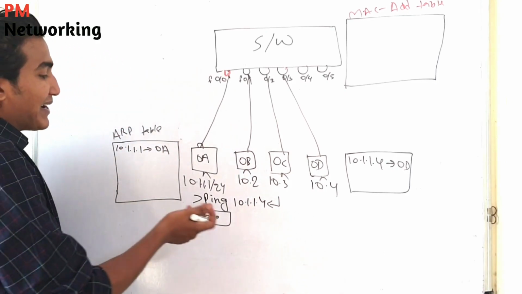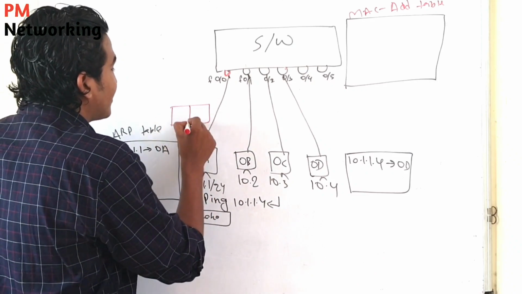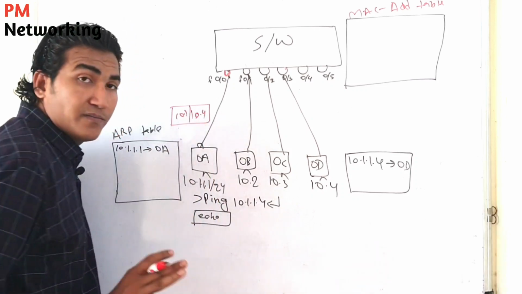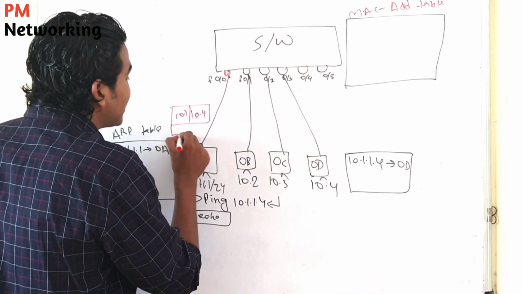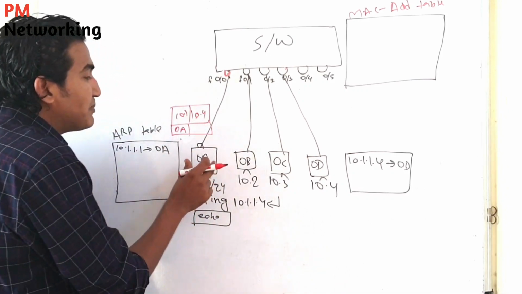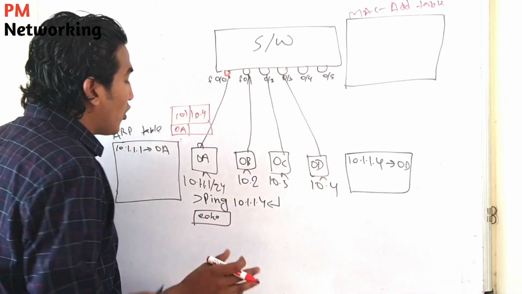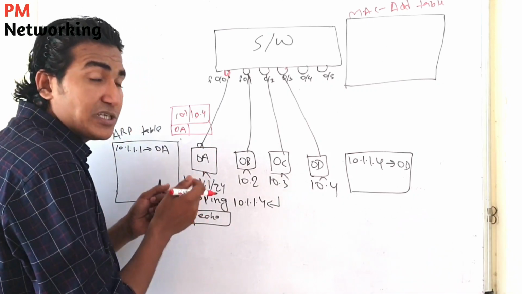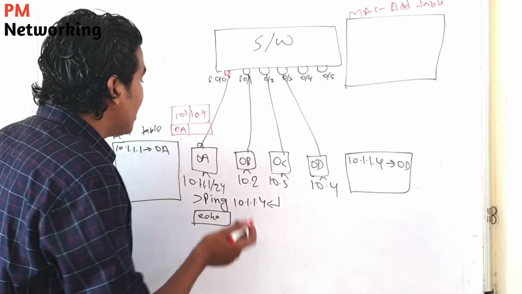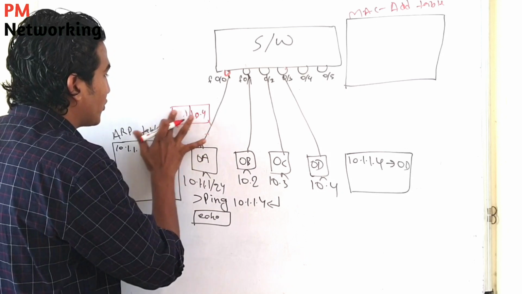What will be the source IP and destination IP? The source IP will be 10.1.1.1 and the destination IP will be 10.1.1.4, right? What will be the source MAC and destination MAC? The source MAC will be 0A, right? But this PC doesn't know the destination MAC address. So let me show you what this PC will do. This PC will generate ARP, right? The ARP packet will be a broadcast, right? So suppose this PC, let me remove this echo request first.